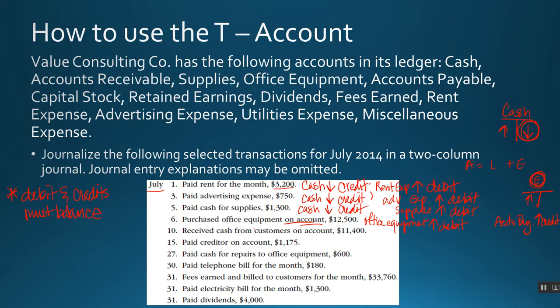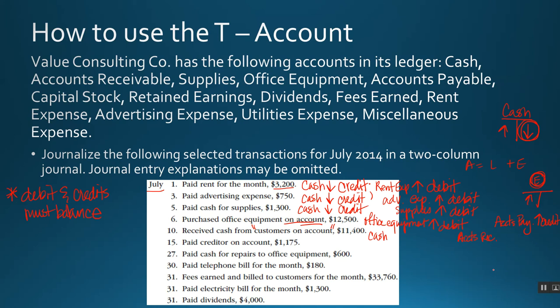Next, we have received cash from customers on account. So in this situation, what are the two accounts impacted here? Well, cash is definitely being impacted because it says we received the cash. And then from customers on account. So these are customers that owe you money, and now they're paying you. So when a customer owes you money, that's accounts receivable. You're waiting to receive this. So these are the two accounts impacted.